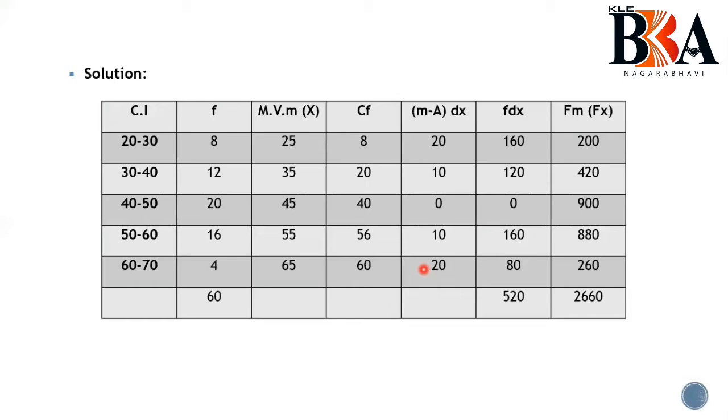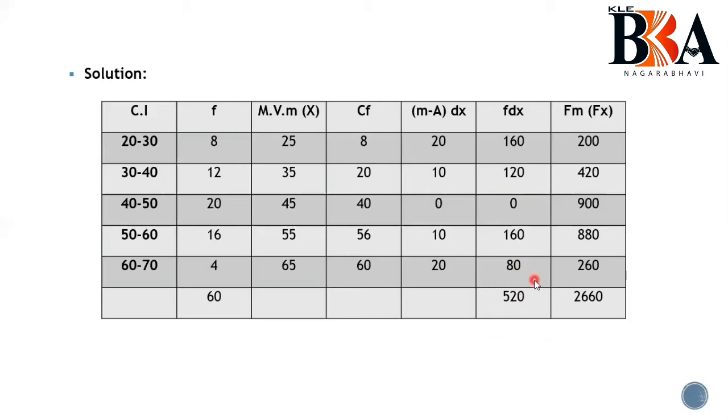Fine. The next thing we are going for is fd x. So you have to multiply the frequency into your dx column which we have just calculated. 8 into 20 you get 160. 12 into 10 you get 120. 20 into 0 it is 0. 16 into 10 it becomes 160. 4 into 20 it becomes 80. Fine. You get the total of it. When you get the total, you get 520.